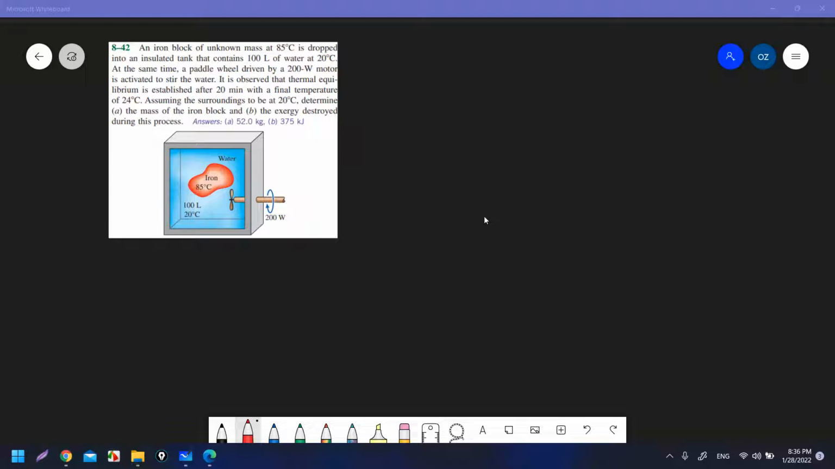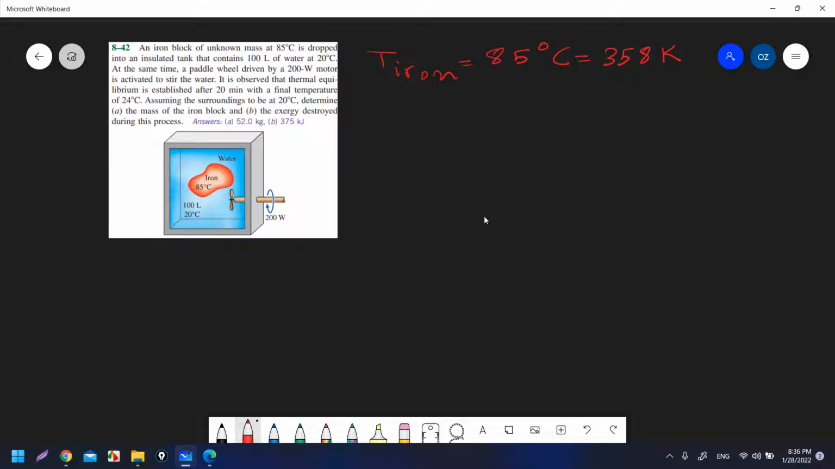In this question we have an iron block of unknown mass at 85 degrees Celsius. So the temperature of iron is 85 degrees Celsius, and in Kelvin it is equal to 358 Kelvin. It is dropped into an insulated tank, so there is no heat transfer in or out. Of course, it is a closed system that contains 100 liter of water, so the volume of water is 100 liter. If we divide it by 1000, we will get 0.1 meter cubed of water at 20 degrees Celsius. The temperature of water is 20 degrees Celsius, and in Kelvin 293 Kelvin.